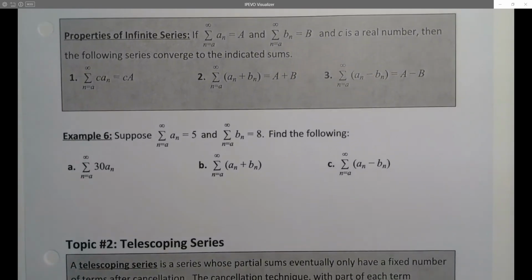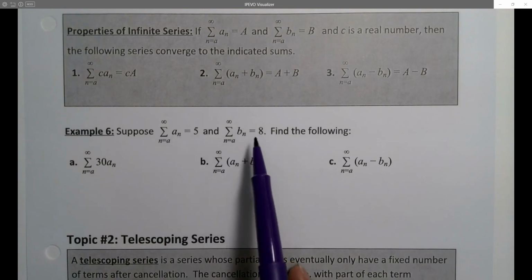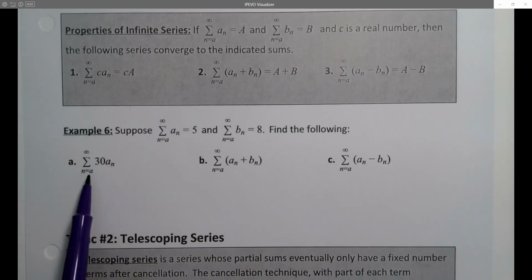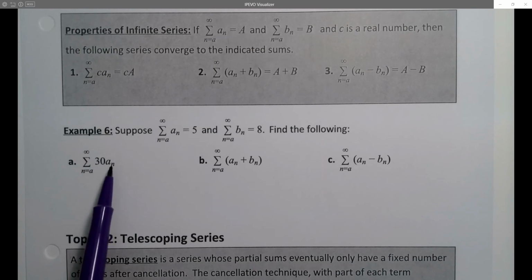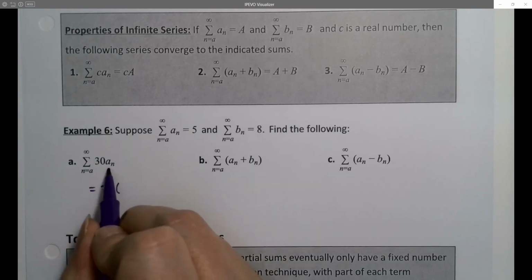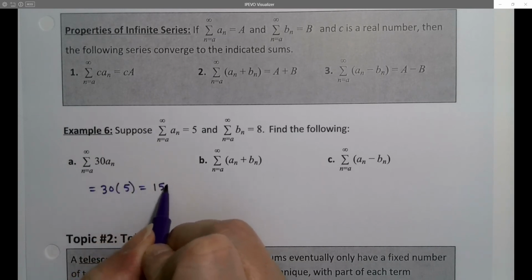All right, so let's suppose that I have this infinite series and it makes 5, and this infinite series and it makes 8. Then find the following. The sum from n equals a to infinity of 30 times a sub n would be 30 times what the sum would be, which was 5, which is 150.